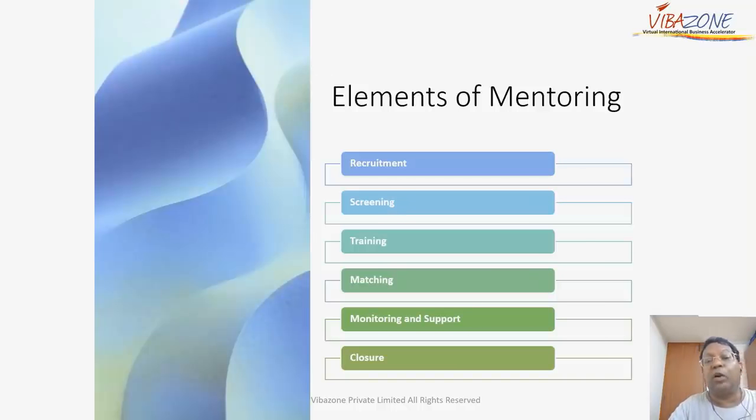Now we're going to talk about the elements of mentoring. The first thing is, of course, to recruit your mentor. You need to screen them because today this is like a very fancy word. Everybody wants to be a mentor. So you've got to make sure the person who comes in as a mentor is going to create value. So this is how you screen. Next, you might do some training. Then you match the mentor and mentee. And then you will follow through with the mentoring and mentoring support. And then, of course, you have to close.